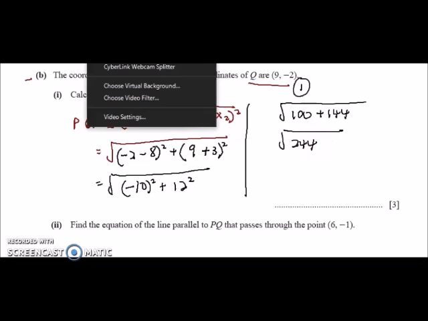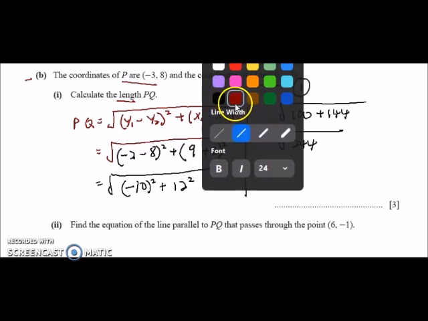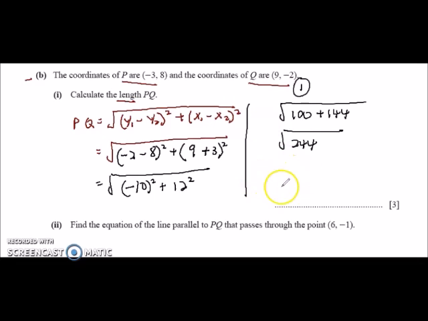When you square root this one by using a calculator, you'll be getting an answer of 15.62. Okay, so these are the units. It means the length. So this is 3 marks for this. And then we'll be going through the next question. Equation of line parallel to PQ. So it means it is the same gradient.